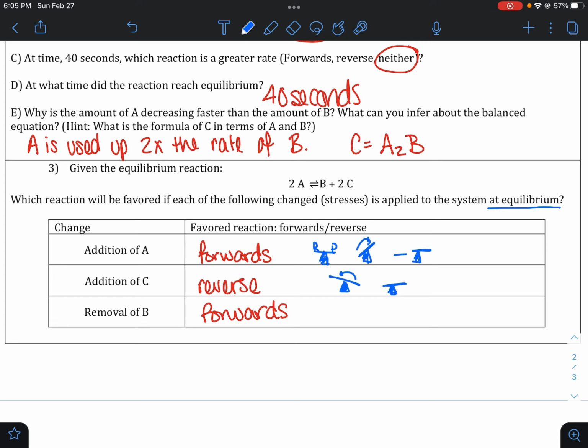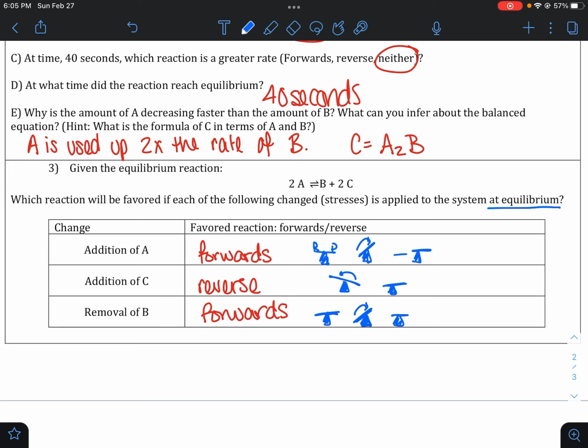Okay, then on the last one, if we start at neutral and we remove B, okay, if we remove B, that means we're going to go like this. Okay, so we need to get it back to balanced. So how do I do that? I shift or I favor my forward reaction. I'm going to dump more to the products because they just lost products.